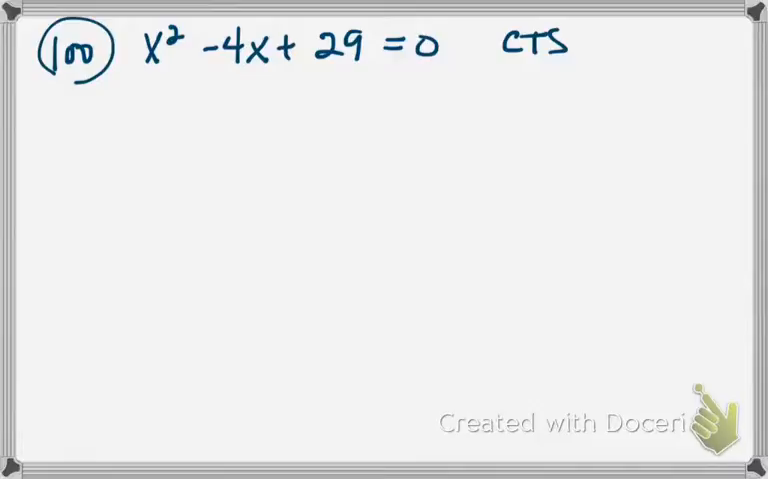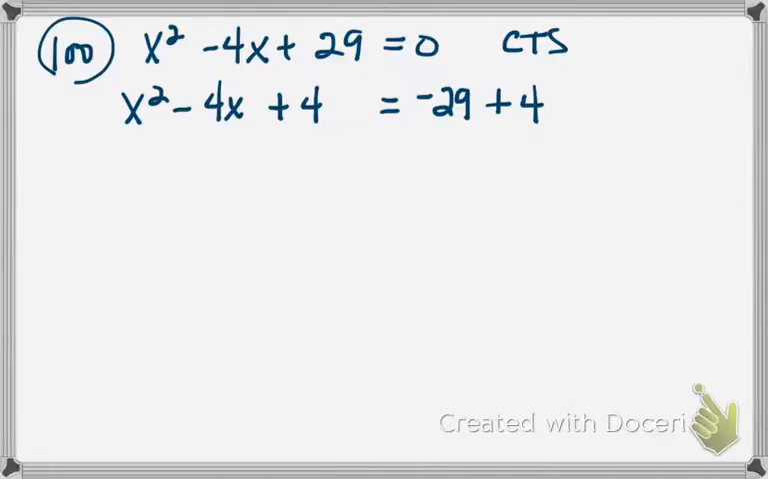So I'm going to say red rover, send the constant right over. Don't forget, when you change sides, you change signs. So that'll be a negative 29. I bet you can do negative 4 divided by 2 squared in your head and tell me what you get. 4. Okay, so we're going to add 4 to the left and we're going to add 4 to the right. Now we took the number in front of the x, we divided it by 2, and we squared it inside our heads. If you can't do that, you can show it over to the side.